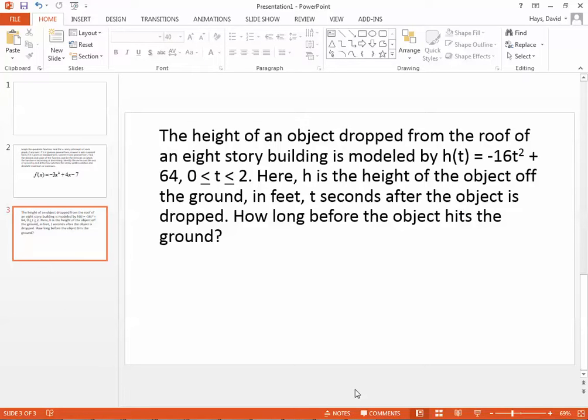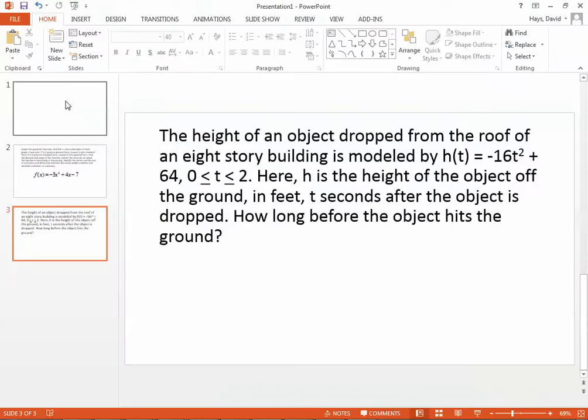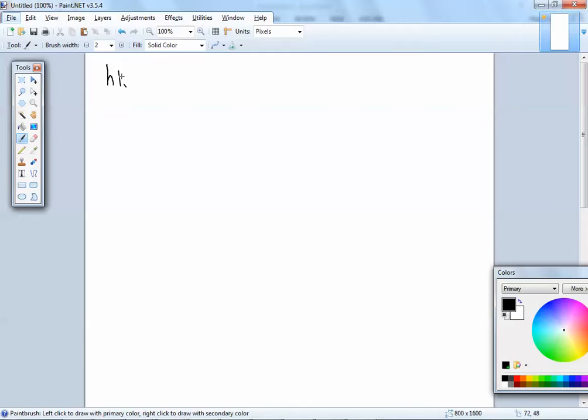Okay, let me get this here. So we got h of t is equal to negative 16 t squared plus 64. Now right away I notice that there's a negative number in front of the t squared, which means my graph opens down. Whatever the sign is of the numbers before your squared part dictates how the graph looks, which makes sense based upon the problem.